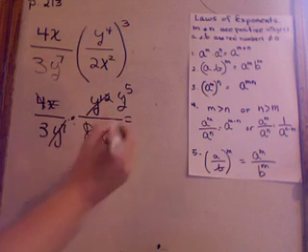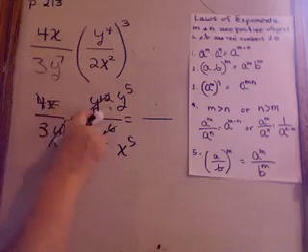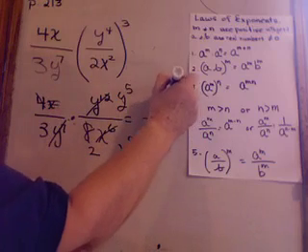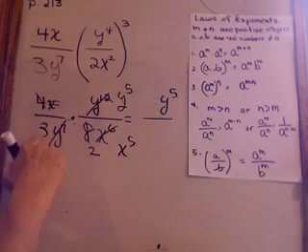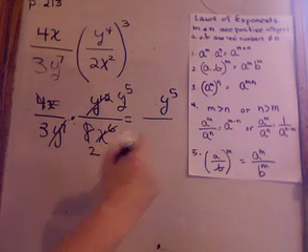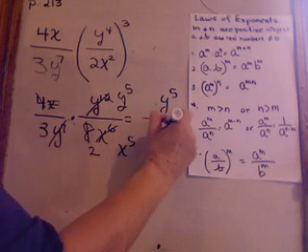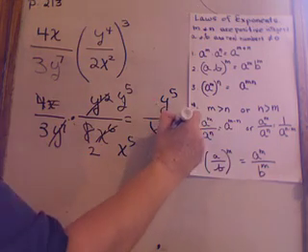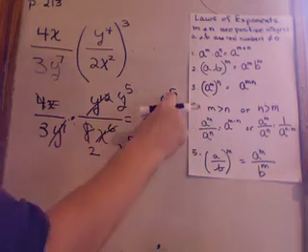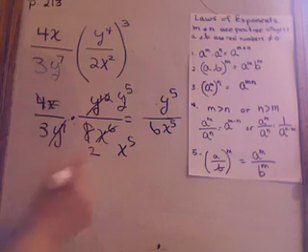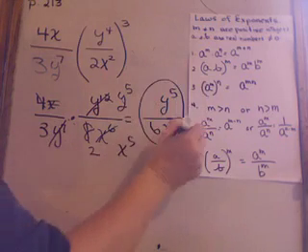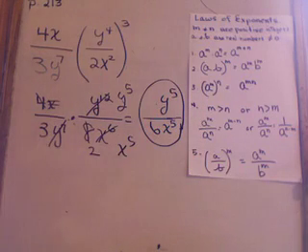So what does the final answer look like? Got to be careful here. Y to the 5th on top, and on the bottom 3 times 2 times x to the 5th. 6x to the 5th. Hey, can I reduce those 5's? No way. Hope you didn't get tricked on that. All right. There's a nice example.